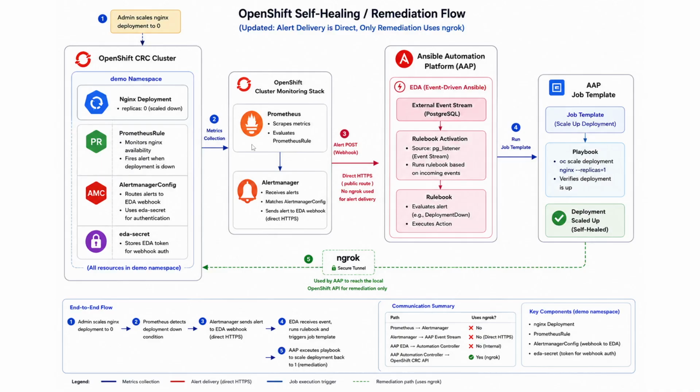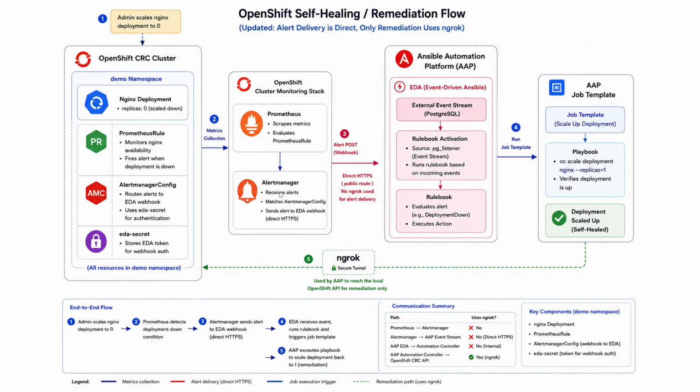Prometheus continuously monitors the cluster and evaluates a custom Prometheus rule. When it detects that the deployment has no available replicas for more than 1 minute, it generates a deployment down alert.